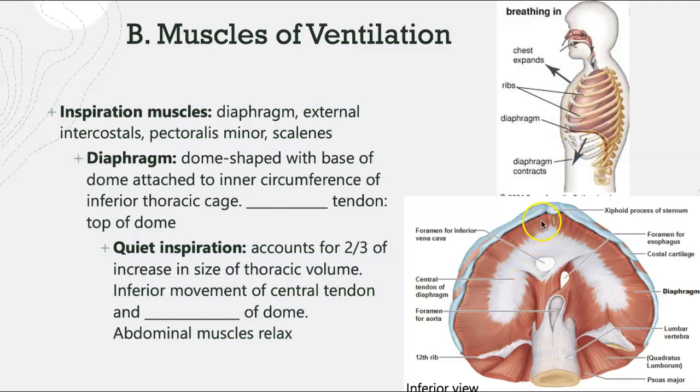Notice how we have that diaphragm sit along the entire circumference of that inferior thoracic cage. And in the center here, we have what is known as the central tendon. When we are sitting here quietly, we have quiet inspiration taking place, and that is going to account for 2/3 of the increase in size of our thoracic volume. Then we have that inferior movement of our central tendon and a flattening of that dome shape, as we said, and our abdominal muscles, such as our rectus abdominis and our obliques, are going to relax.